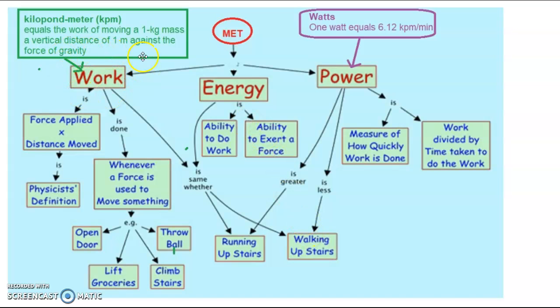Next, we have work, okay? And that is measured in kilopond meters, or kpm, and it equals the work of moving a 1 kilogram mass a vertical distance of 1 meter against the force of gravity. Now, we don't really talk about the work when we talk about exercise testing, but basically it's the force applied times the distance moved. That's how physicists use it.